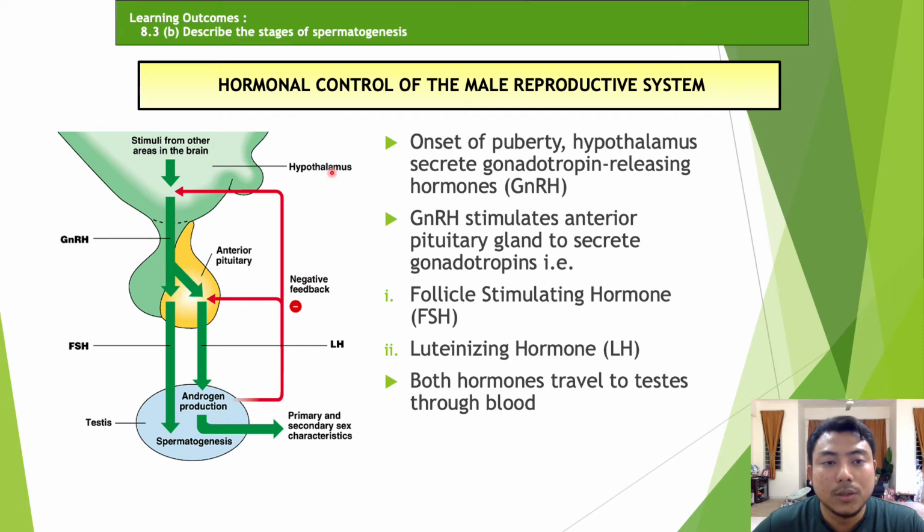Okay, so now we're going to look at the hormonal control of the male reproductive system. After we have understood how the sperm can be produced, now we're going to learn about how it can be controlled. It is obviously controlled by hormones. So now we're going to learn about the hormones in male. Onset of puberty, maknanya semasa budak ni remaja dia menjadi matang, dia reach puberty. Okay, puberty also we call as baligh.